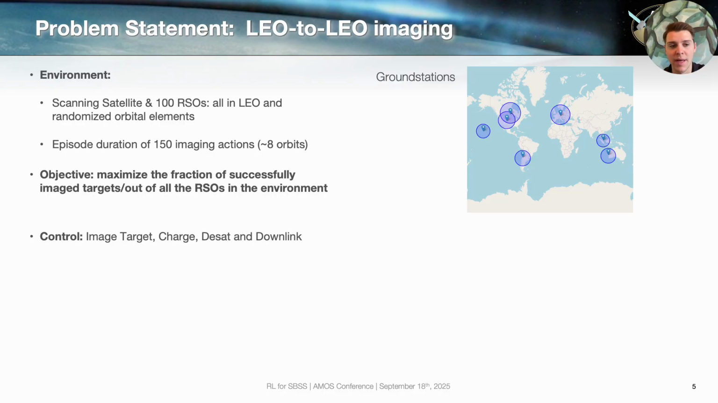The total action space looks as follows. You have imaging actions, you have charging and desat, as well as downlink actions. Those last three are in terms of keeping the spacecraft safety constraints in check. And the ground stations are there; there are around 7 in the simulation, which serve as the downlink opportunities for the scanning agent.